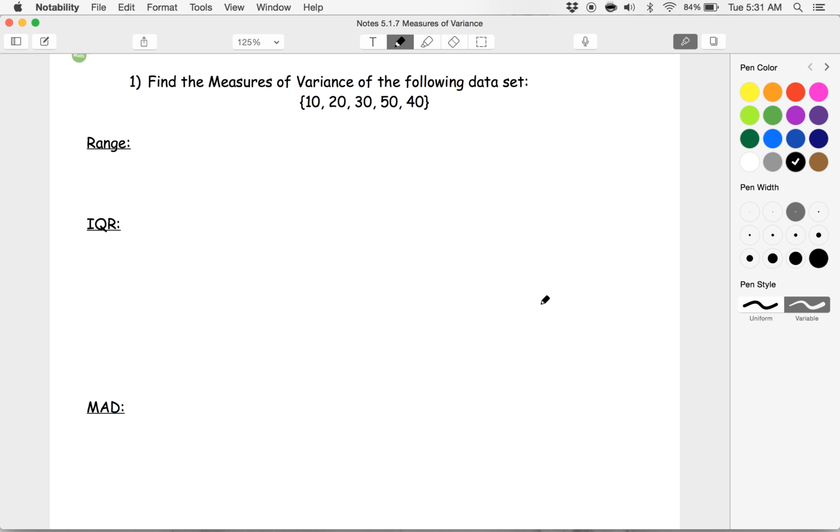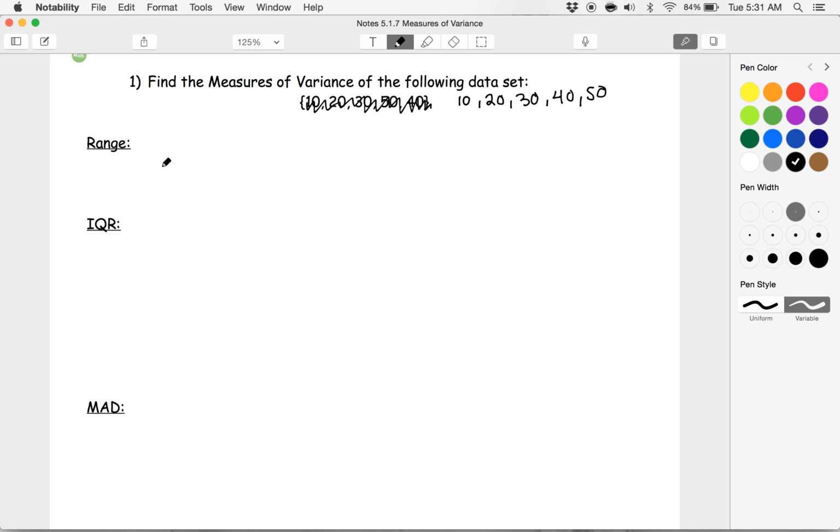Okay. Find the measures of variance of the following data set. We have 10, 20, 30, 50, 40. I don't like that these aren't in order, so I'm going to do that first. 10, 20, 30, 40, 50. So I'm just going to put them in order. Just makes my life a little bit easier.